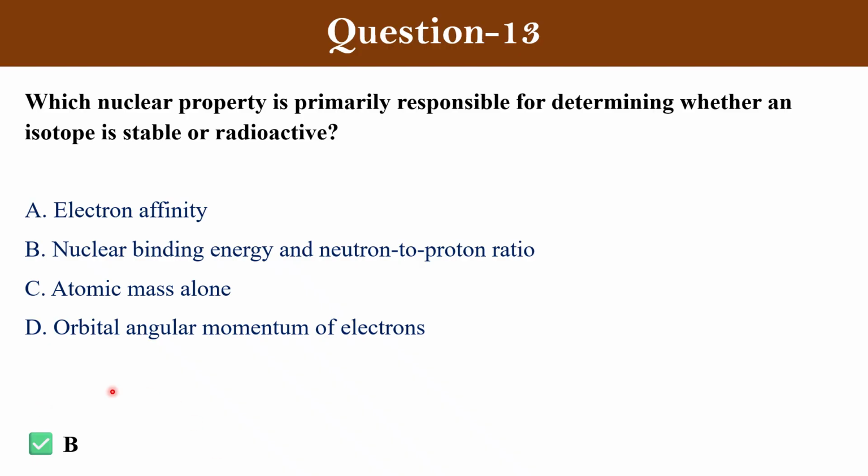So radioactivity depends on nuclear stability. Stability depends mainly upon nuclear binding energy and the neutron to proton ratio. Heavy nuclei require more neutrons to overcome proton-proton electrostatic repulsion, and electron properties have almost no influence on nuclear instability or stability.